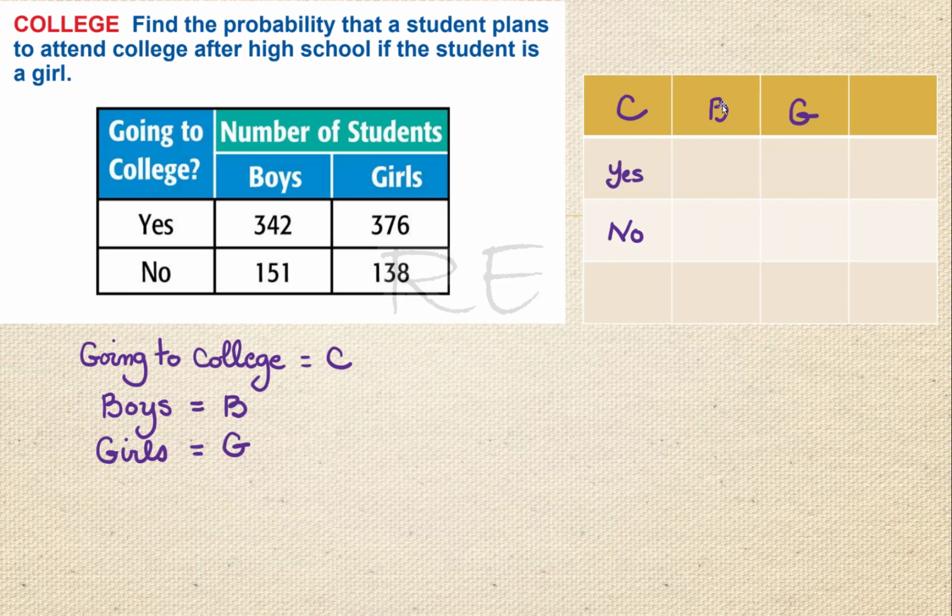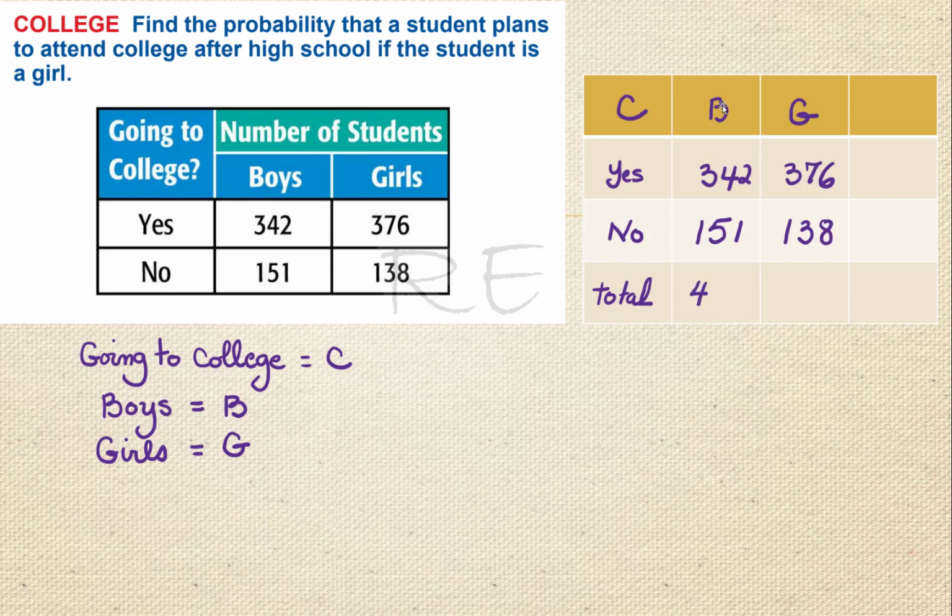Let's see what we have here. 342, those are the boys going to college. 376, the girls going to college. 151, boys not going to college. And 138, girls not going to college. Now we're going to total them, add them up.